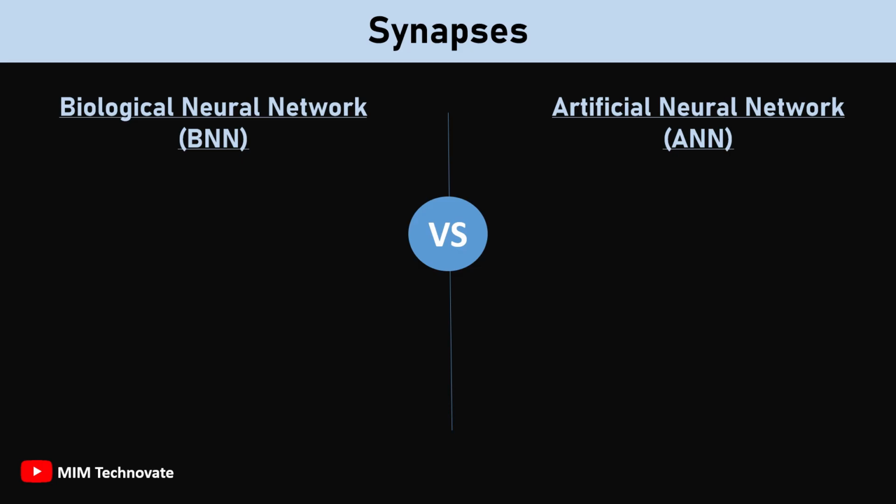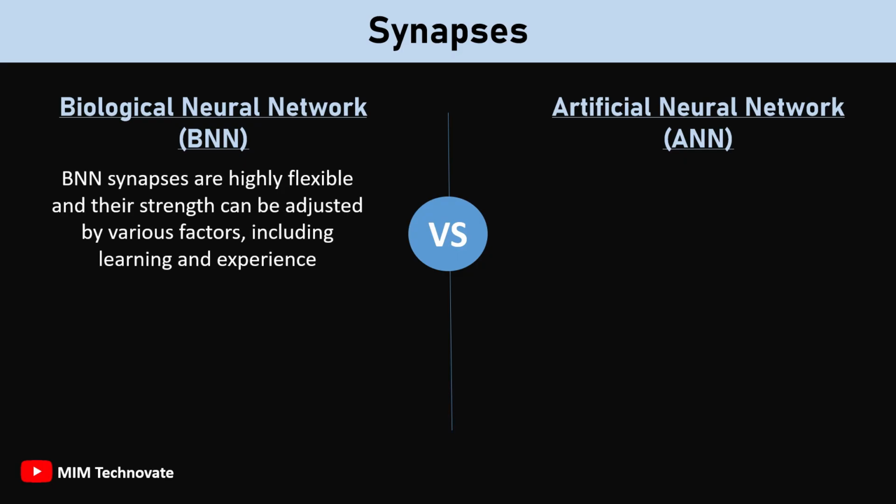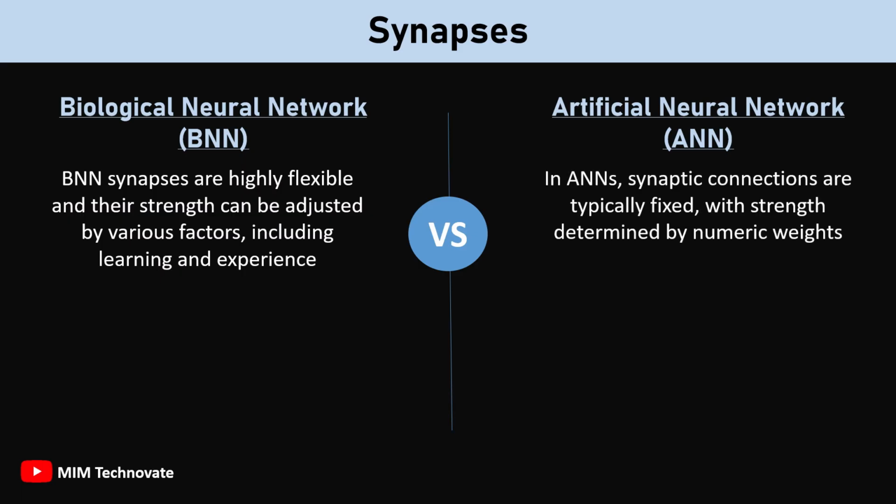Synapses. In both types of networks, synapses serve as the connection points between neurons. However, BNN synapses are highly flexible, and their strength can be adjusted by various factors, including learning and experience. In ANNs, synaptic connections are typically fixed, with strength determined by numeric weights.